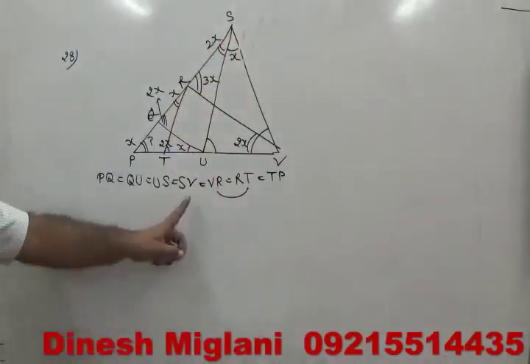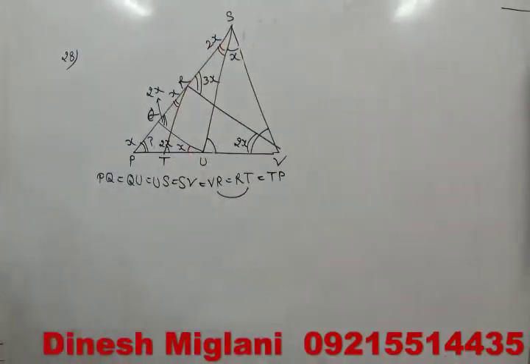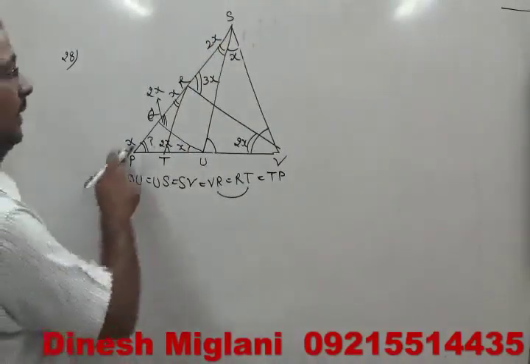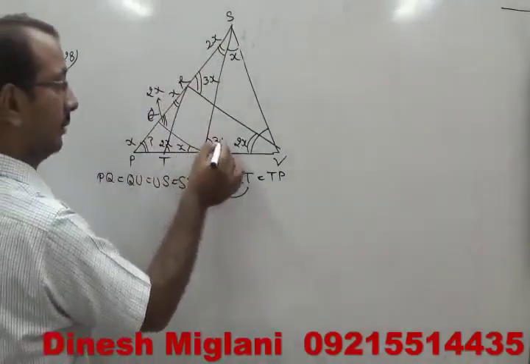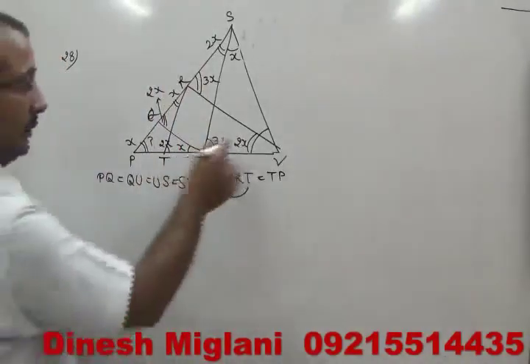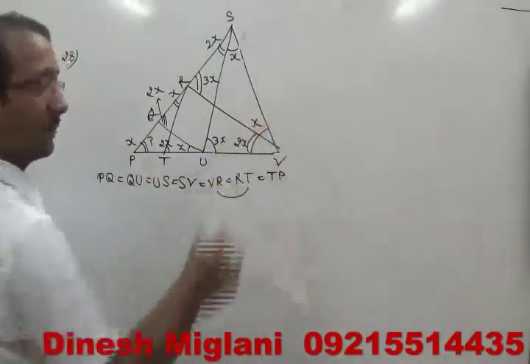Now SV is equal to SU. SV is equal to SU. Now what I can say, this is x, this is 2x. This is external angle, this is equal to 3x. This is 3x, this must be 3x. It means it must be x.